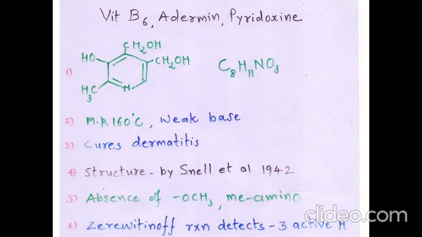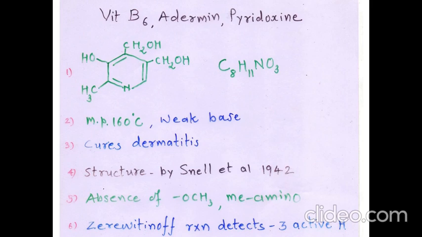Point number 2, its melting point is 160 degrees centigrade. It is a weak base. Uses: it cures dermatitis. Fourth one, the structure was first coined by the scientist Snell et al.